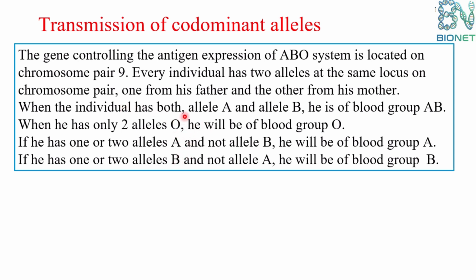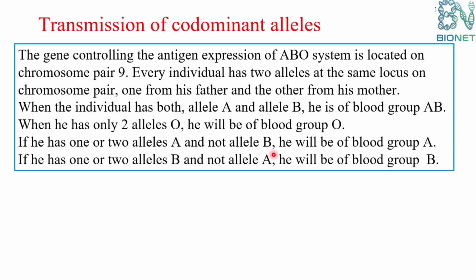When an individual has both allele A and allele B, he is of blood group AB. When an individual has two alleles O, his blood group is O. When an individual has one allele A or two alleles A, but of course without the allele B, his blood type will be A. And if an individual has one allele B or two alleles B without the allele A, he will have the blood group B.